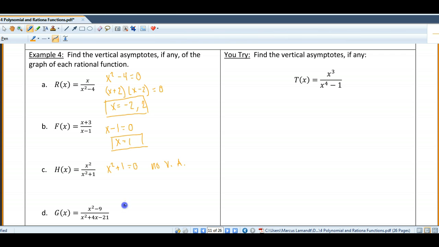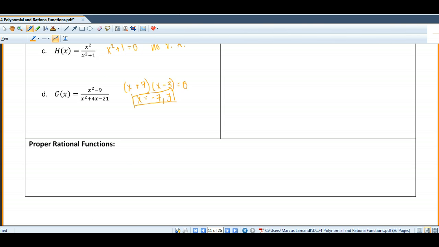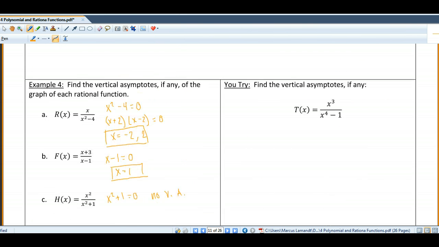This one, if you factor it, you should get x plus 7, x minus 3 equals 0. So x equals negative 7, x equals positive 3. Is that the last one, or is there one more? Nope, that's it. Alright, so I'll let you guys try the one over here.